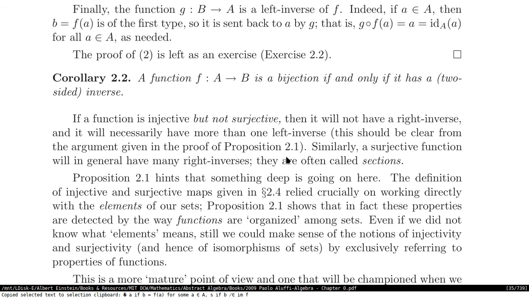Okay, so let's see about this corollary. If a function is injective but not surjective, then it will not have a right inverse. If it's just injective, then it has a left inverse, but this says nothing about the right inverse. It will never have a right inverse, actually. Similarly, a surjective function will have more than one right inverse, but it's not going to have a left inverse. And these right inverses are actually called sections.